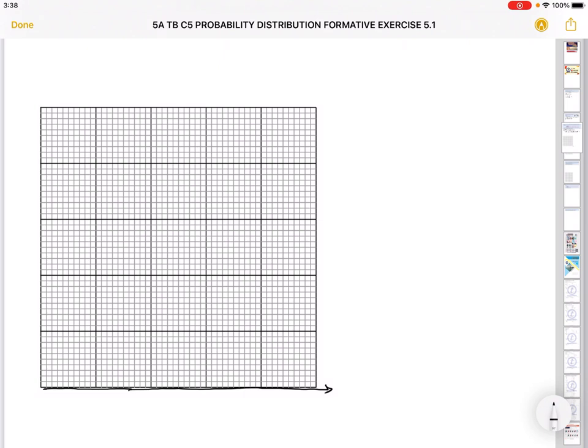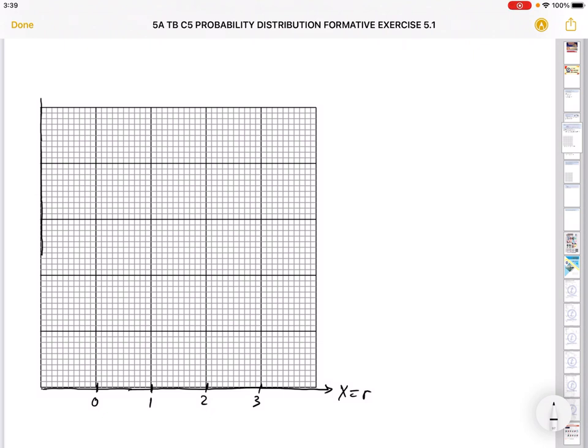So I'm just going to use freehand. Sorry for the ugliness if my line is not straight. This is 0, 1, 2 and 3. This is x equals to r, and this is my probability here.